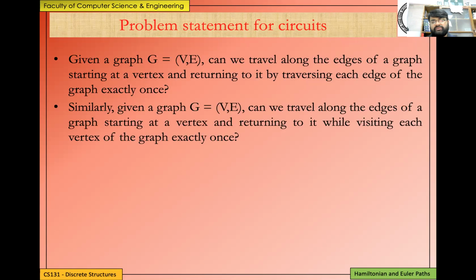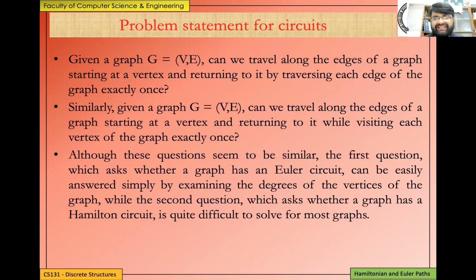So there's one kind of problem where each edge has to be traversed exactly once, but a more advanced problem, or a more complex problem, would be this: given a graph G with vertex set V and edge set E, can we travel along the edges of a graph starting at a vertex and returning to it while visiting each vertex of the graph exactly once? So the previous problem was about the edges. This one is about the vertices. We have to visit each vertex exactly once. So if you take an edge and visit a vertex, then once you're out of it, you cannot actually come back to that vertex. That vertex has already been used or visited.